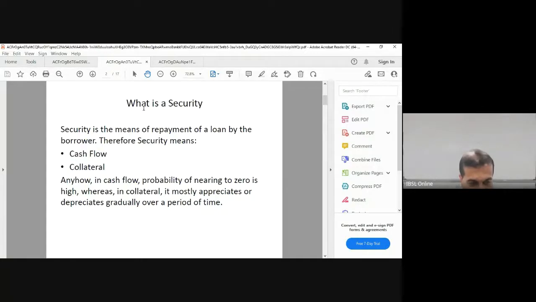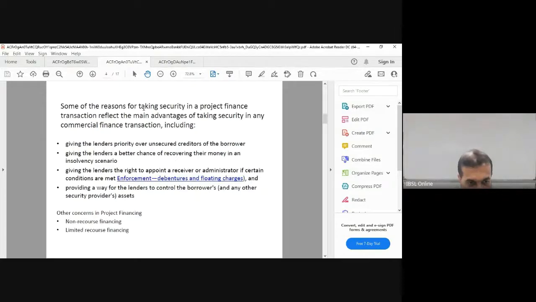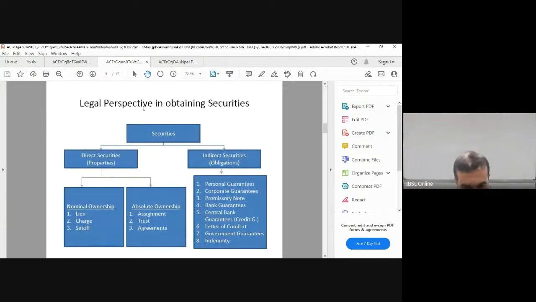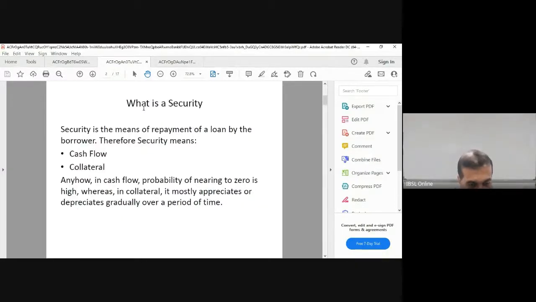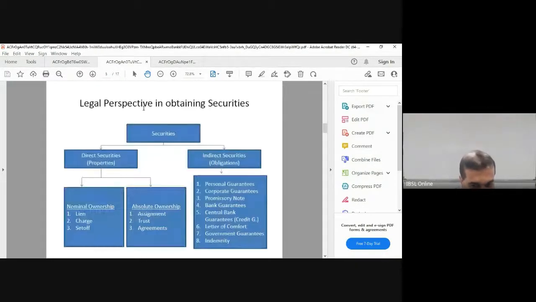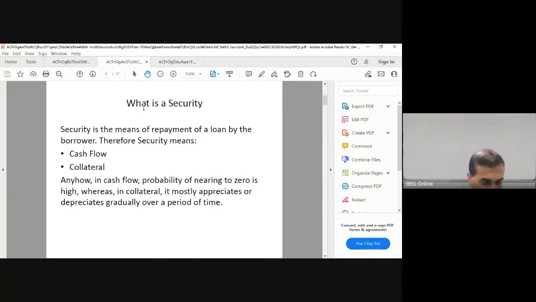Okay. So these other securities are in two ways. Either indirect obligations or direct obligations. When you say direct obligations, they are the collateral. Collateral in the sense of the properties that you see in securities. So there is another type of security which is the guarantees. There is a series of guarantees which I will explain to you later.